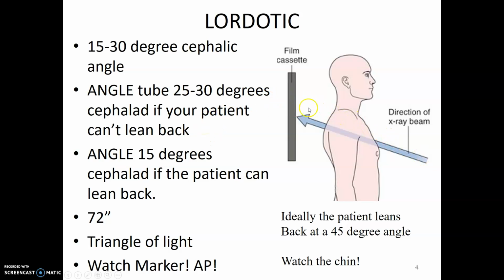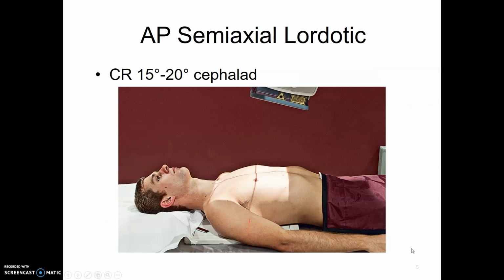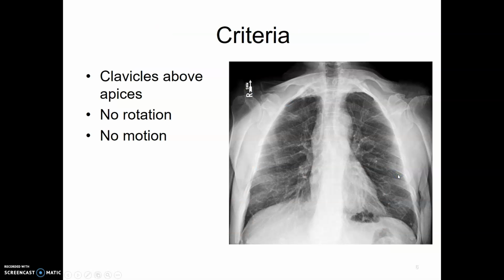You're still at 72 inches, you're still gonna watch for the triangle of light, but watch your marker, because you're doing it AP, and normally you do chest PA, so make sure your marker is on the correct side. If they're supine, again, more of that severe angle, at least 15 to 20, depending on what you have available, and also if they're a kyphotic patient, so if they have a curvature to their back and their chin is tipped down, you're going to need a more significant angle on that. What you're going to see is going to look distorted from your normal chest, but that's what we want. You can see the clavicles are raised really high up over these apices, and that's the goal.